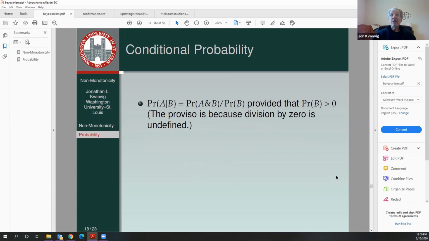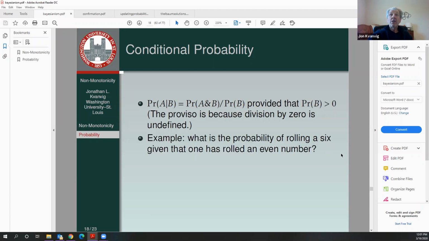Okay, some things about conditional probability. First, remember the definition of the slash. The probability of A slash B is the probability of A and B divided by the probability of B, provided that the probability of B is greater than 0. So let's talk a little bit about some examples here. What's the probability of rolling a 6 given that you've rolled an even number? Well, that's the probability of rolling both an even number and a 6 divided by the probability of rolling an even number. What's the probability of rolling a 6 and an even number?